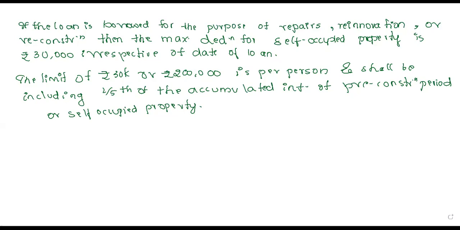Okay, now we'll go with our next concept. The next concept is deemed to be let out property. A deemed to be let out property is nothing but forcefully making the property a let out property. This usually comes under section 23, subsection 4, which tells you what is deemed to be a let out property.